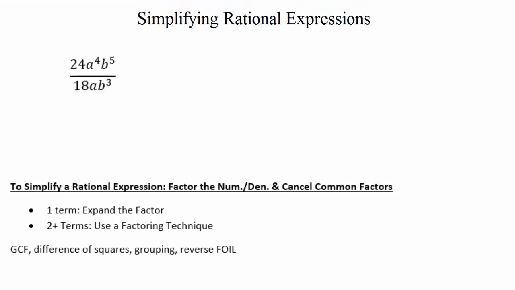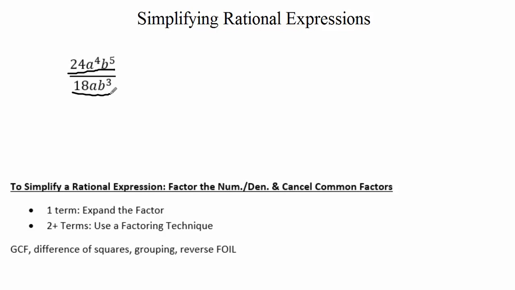All right, so let's take a look at another example. So here we have another example of simplifying a rational expression. Just to recap, in order to simplify a rational expression, factor the numerator and denominator. When we only have one term, which is what we have here, we only have one term in our numerator and one term in our denominator.